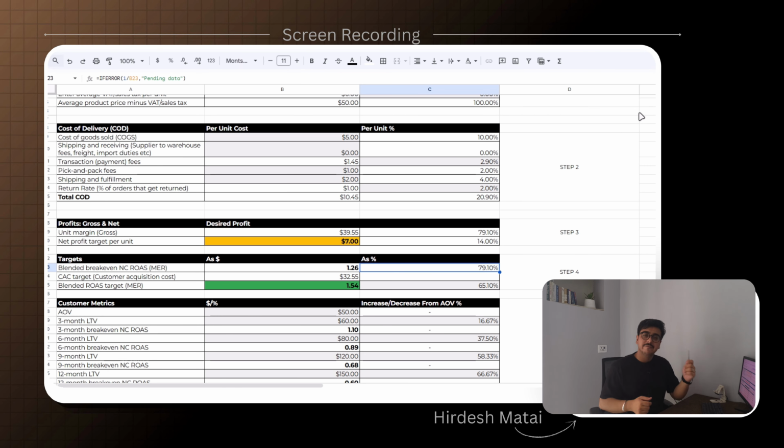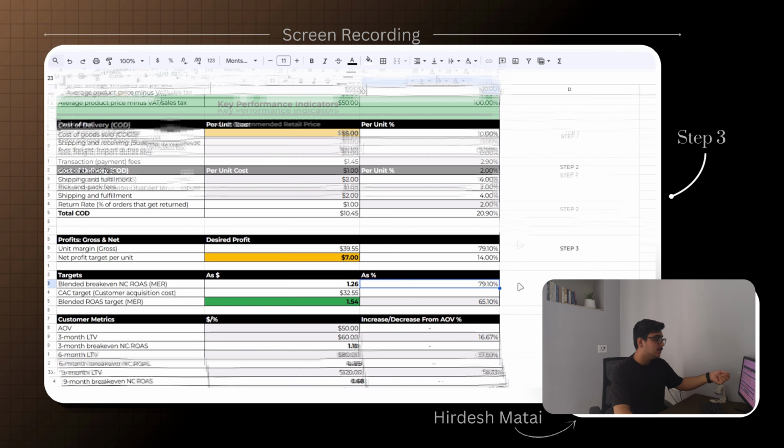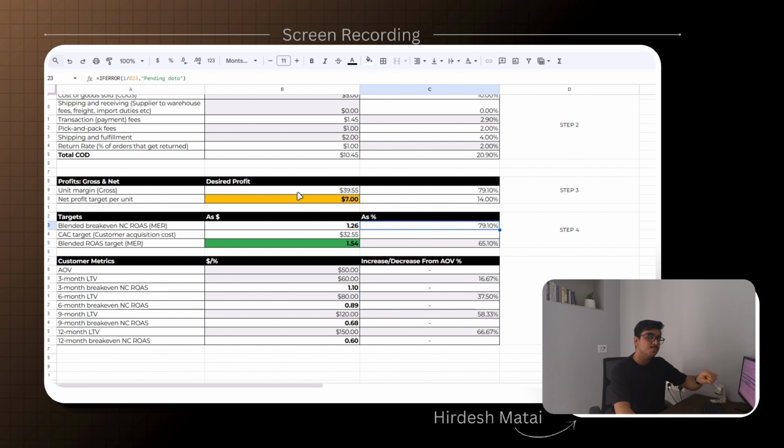Now, for step 3, we have your unit margin, that is gross, that was calculated by subtracting your COD, cost of delivery, from the average product price, which was $50, and COD was $10.45. So average product price subtract COD, you get your unit margin, that was gross, 39.55, which is 79.110% of your average product price. Next, we need net profit target per unit. This is basically what we ask from our clients. Here, I'm putting it at $7. And if I subtract $7 from $39.55, I get CAC, that is customer acquisition cost.